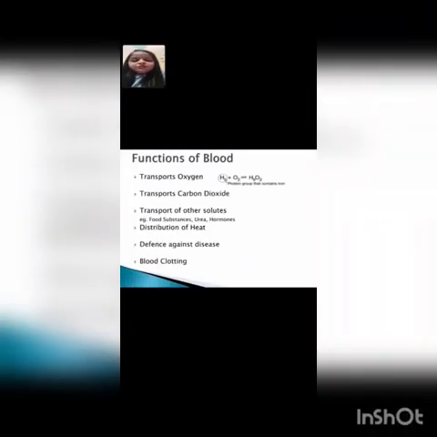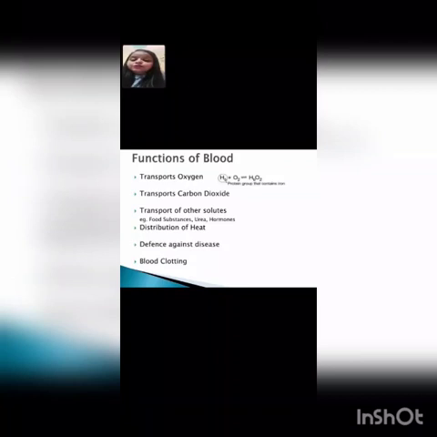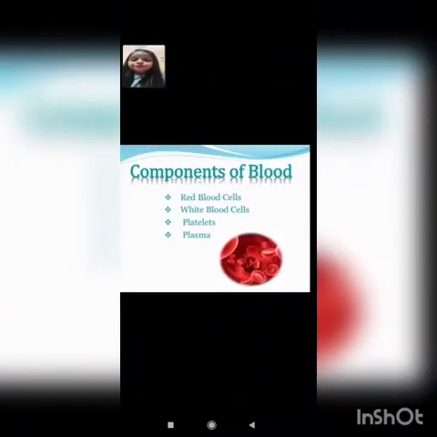So first we will discuss what are the functions of blood. So the main functions of the blood are to transport oxygen, transport carbon dioxide, transport other solids like urea, hormones, distribution of heat, defense against disease, and last but not the least, blood clotting.